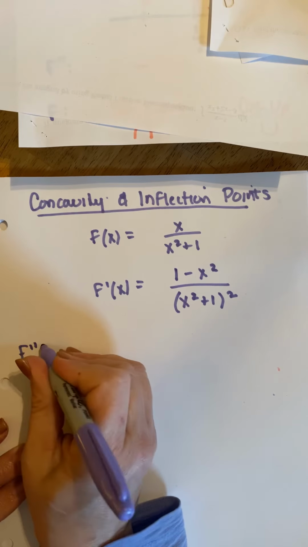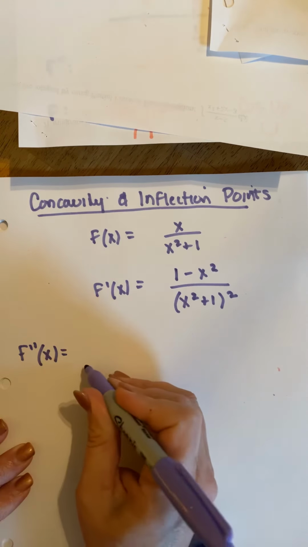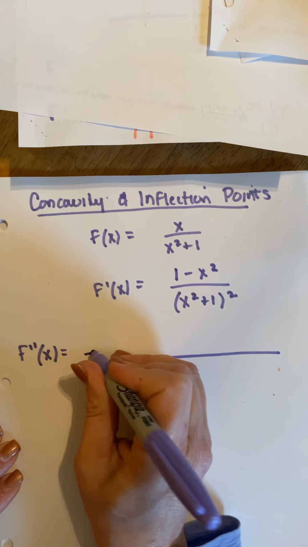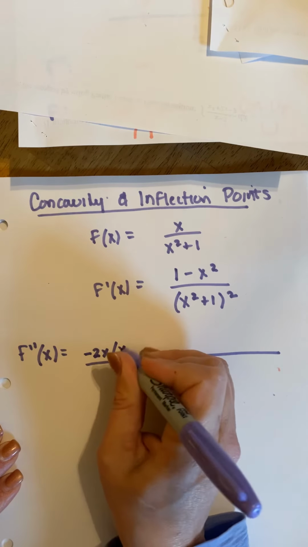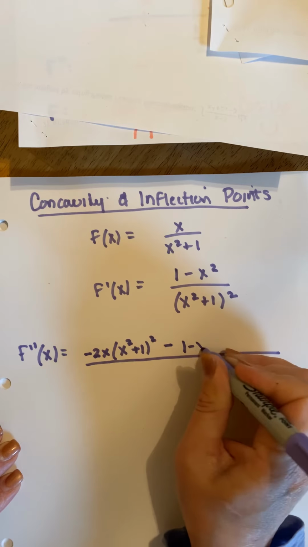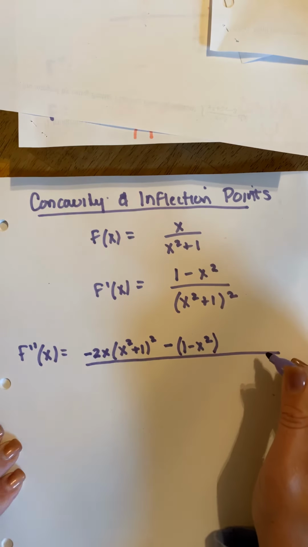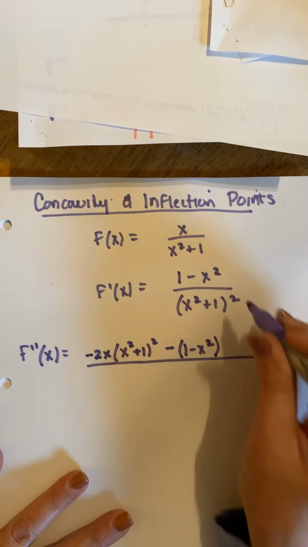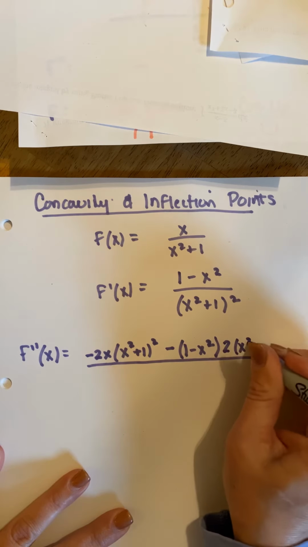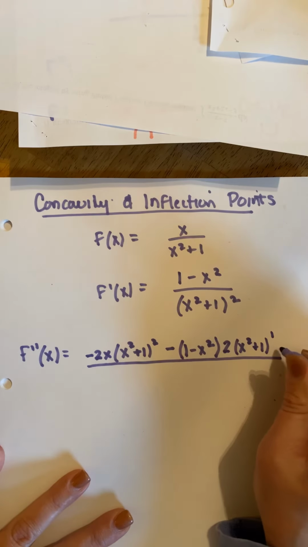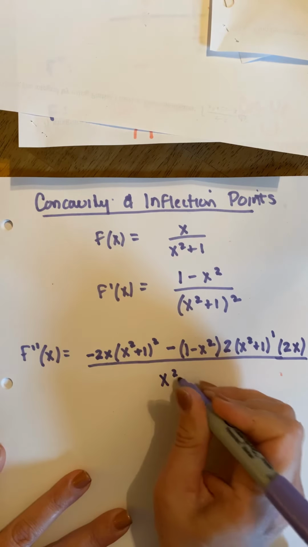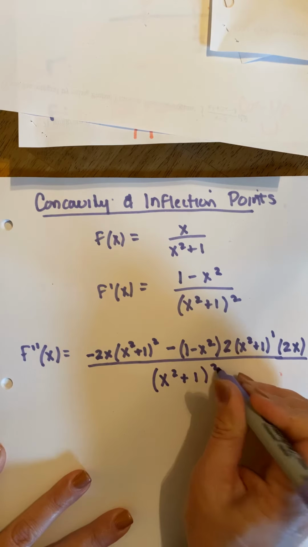Second derivative. Okay, this is where your derivative taking skills are going to come in handy. The derivative of the top, -2x, times the bottom, x squared plus 1 squared, minus the top, entire top, parentheses are essential, times the derivative of the bottom. We have to use the chain rule. The derivative of the bottom, we bring the 2 out front, leave what's inside alone, drop the power by 1, times the derivative of what's inside, all over the bottom squared.